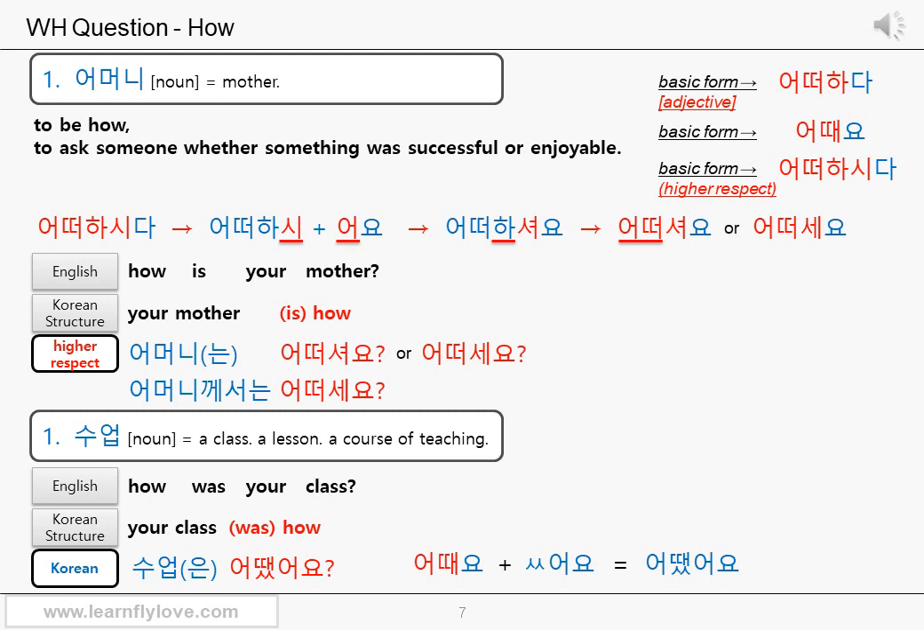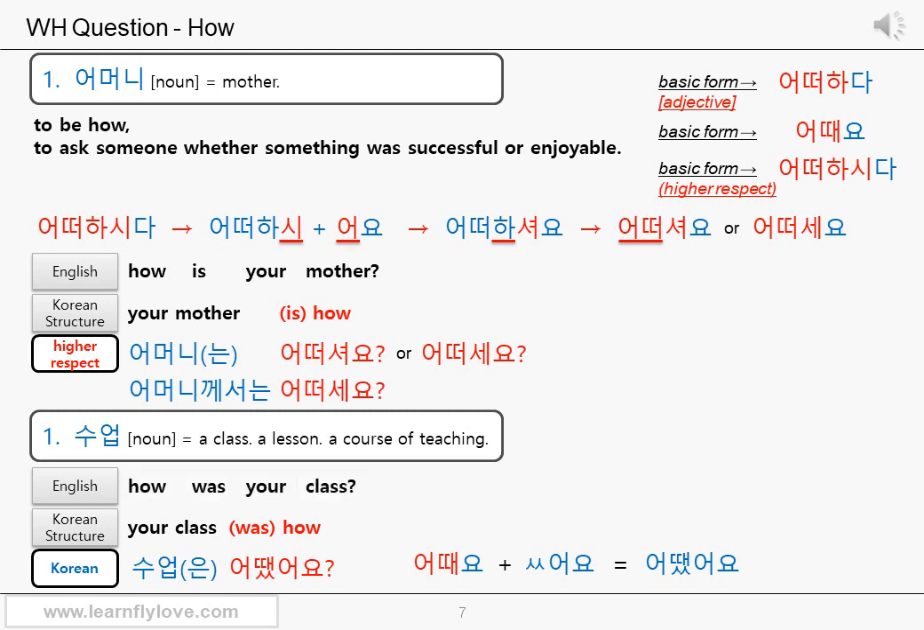How about 께서, which is the higher respect form of the subject particle? Yes, you can use it, but as it doesn't sound so natural with the normal subject particle 이 or 가, it doesn't really sound natural only with the higher respect subject particle 께서. You better add the auxiliary particle 는 to 께서 to make it sound natural. 어머니께서는 어떠세요?